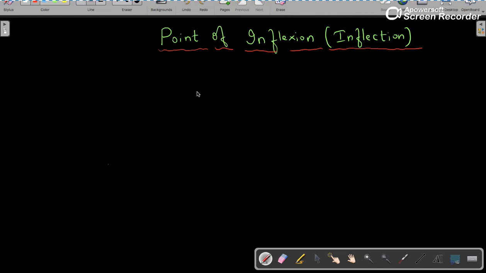We have seen the stationary points and various other concepts in graphical behavior using calculus. We will now see the point of inflection, what it is, and why it is connected with calculus. To start with, let me take a curve something like this.